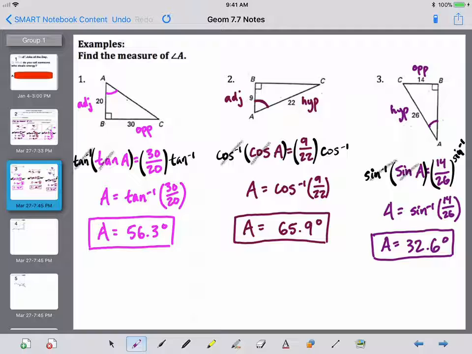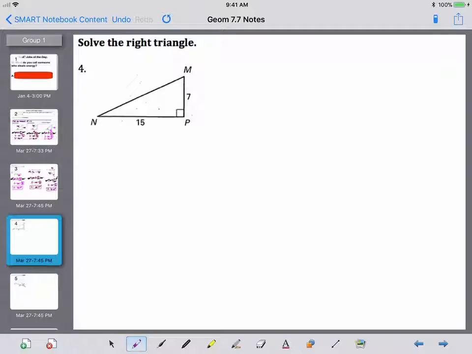All right, so there's how you can find missing angles. We haven't really gotten into solving right triangles though. So that's where we're going in this next example. To solve a right triangle, you have to find all of the missing side lengths and all of the missing angle measures. So what I like to do is just make a list of everything that I don't know in this triangle, so the missing info.